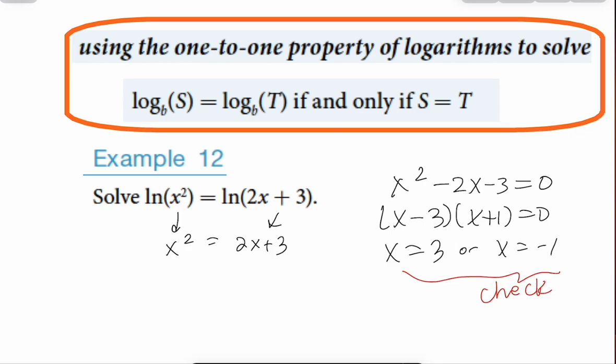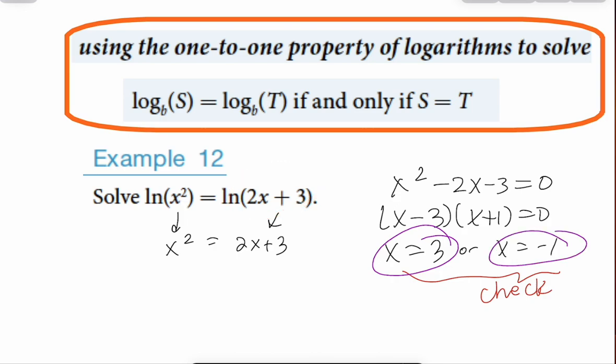Let's make sure that when we plug in 3 on both sides, we get a positive. Well, 3 squared is 9. 2 times 3 is 6 plus 3 is 9. 9 equals 9. Bam. 3 is good. But now let's plug in negative 1. When we square a negative 1, it does become a positive, so the left is still good. When we plug negative 1 right here, we get 2 times negative 1 is negative 2 plus 3 is also 1. Oh, they both work.